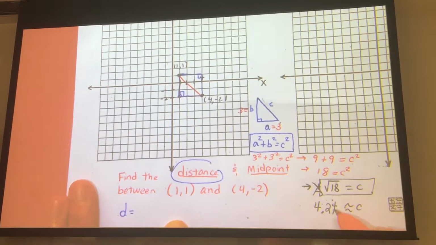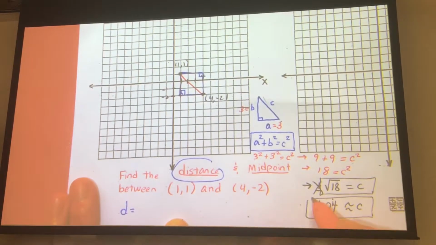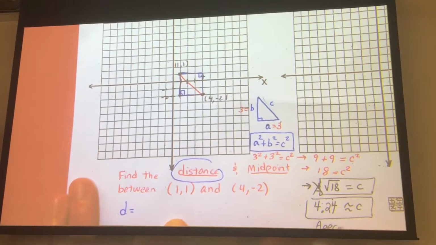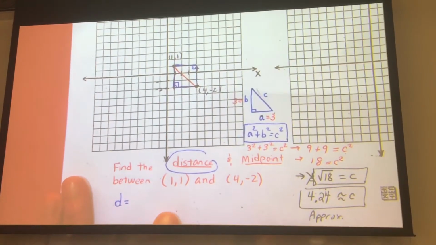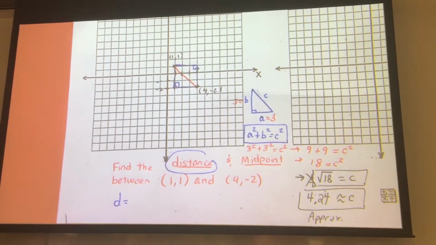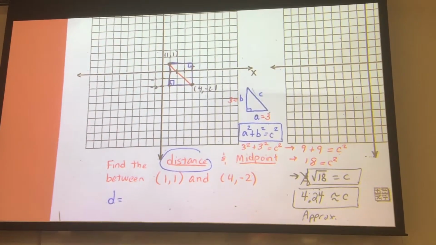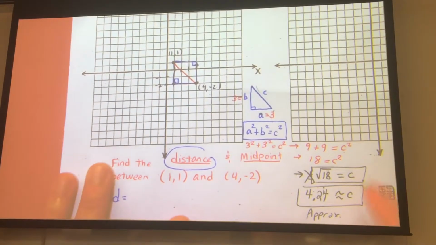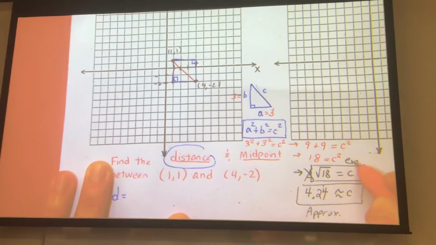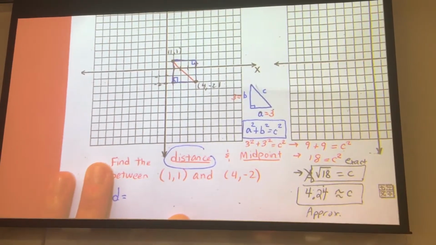426. Okay, so we'll say 24. Thanks. Yeah. So this would be called the approximate answer, which is more helpful to most of us in real life. Maybe these are locations, and this is how many miles apart we are: 4.24 miles. Okay. The shortest distance.